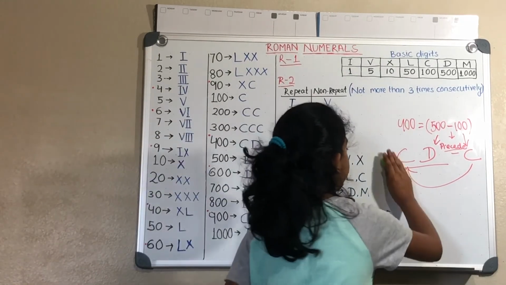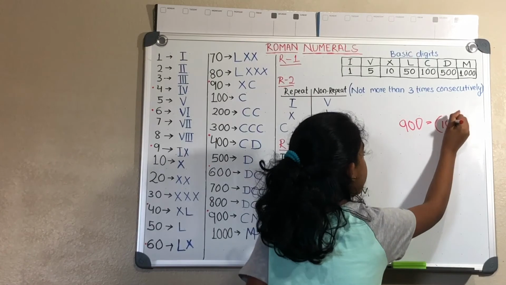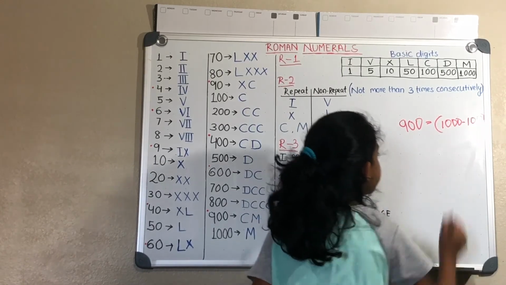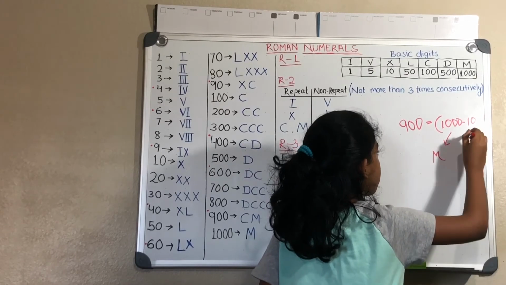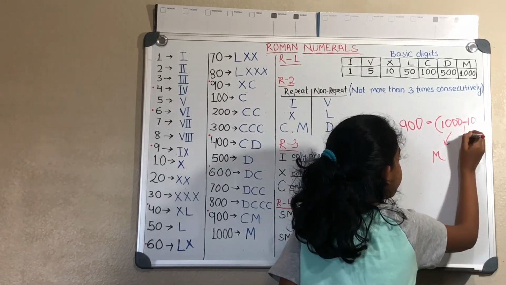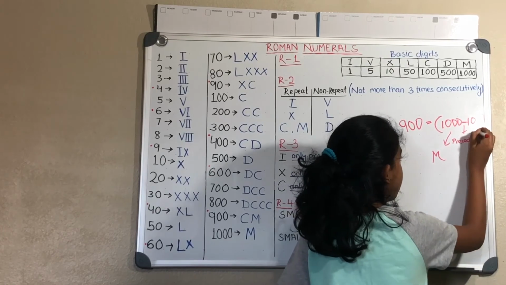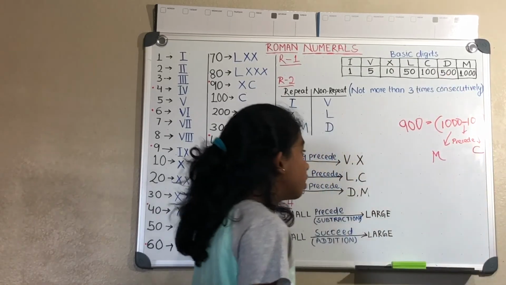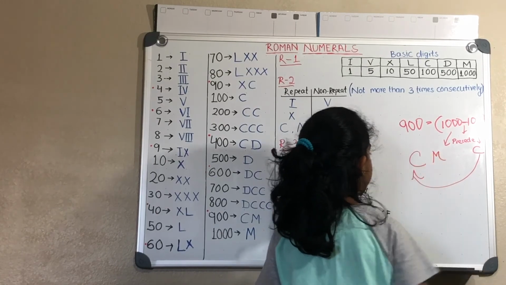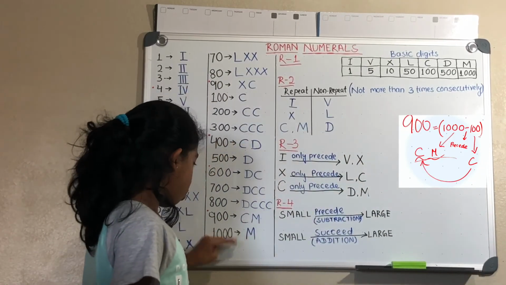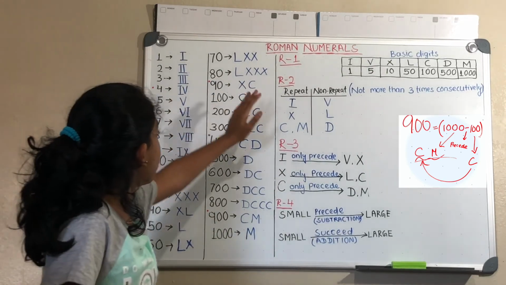This is because 900 equals 1000 minus 100. So let's take a look. 1000 is M, the highest. This subtraction here is preceding, and the 100 here is C, right there. So since you're preceding or subtracting, the smaller number has to go before the larger number, causing CM to be 900. And 1000 is M.